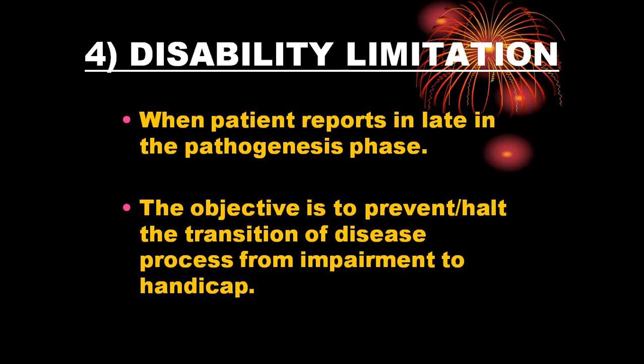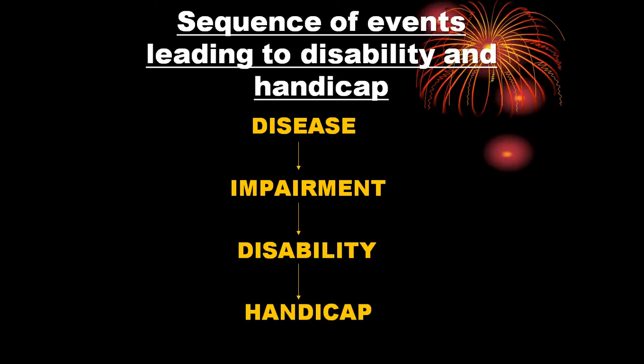Then we come to the fourth mode of intervention, that is disability limitation. I know we have got some disability, but we got to limit that. The objective is to prevent or halt the transition of disease process from impairment to handicap. Friends, please concentrate. Sequence of events leading to disability and handicap. Very important. First, the disease happens, then there is impairment, then there is disability, and finally we have a handicap. They are all similar words. If you see the dictionary, they are almost similar. But as far as preventive medicine or medicine is concerned, they are different.